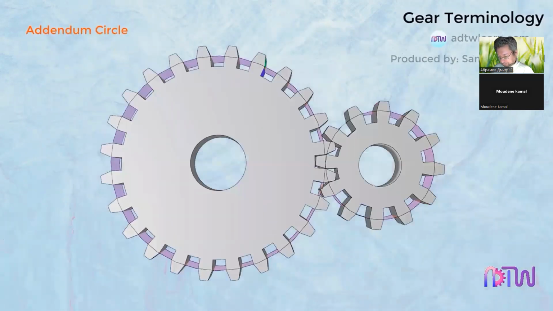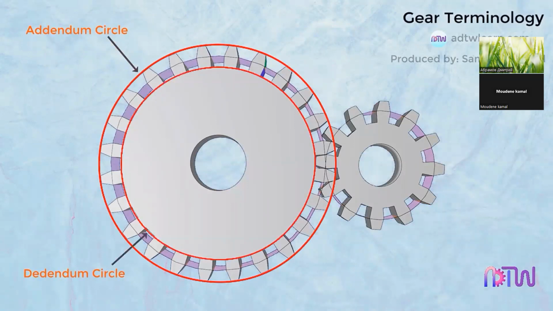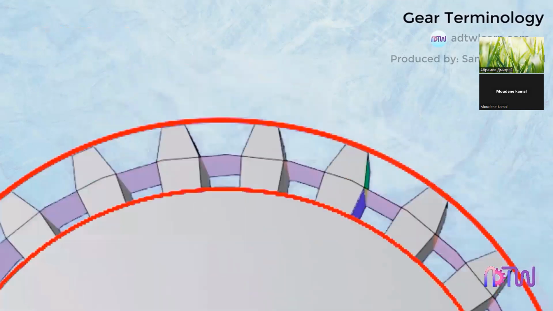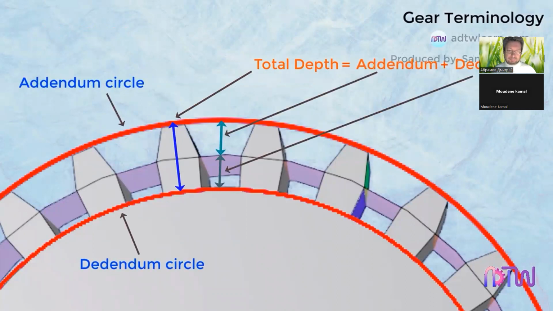Addendum circle. The circle drawn through the top of the teeth, concentric with the pitch circle, is called the addendum circle. Dedendum circle. The circle drawn through the bottom of the teeth is called the dedendum circle. It is also called the root circle. Total depth. The distance from the top land of the tooth to the bottom of the tooth is known as the total depth of the tooth. Total depth can also be given as the sum of the addendum and dedendum of a gear. It is the distance between the addendum circle and the dedendum circle measured along the radial direction.